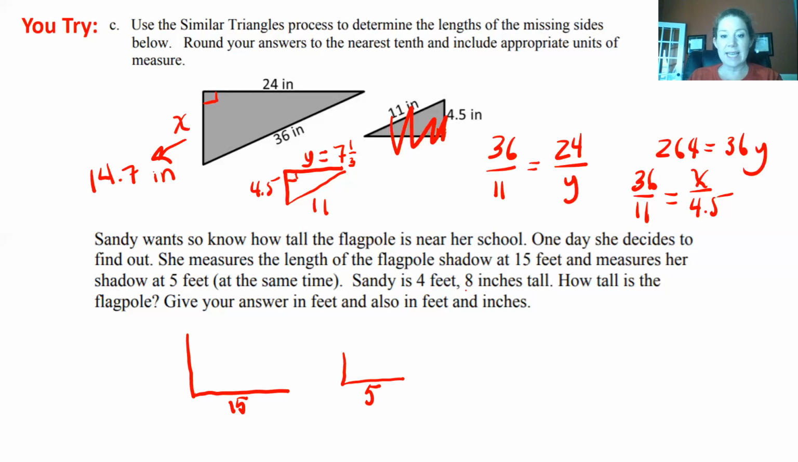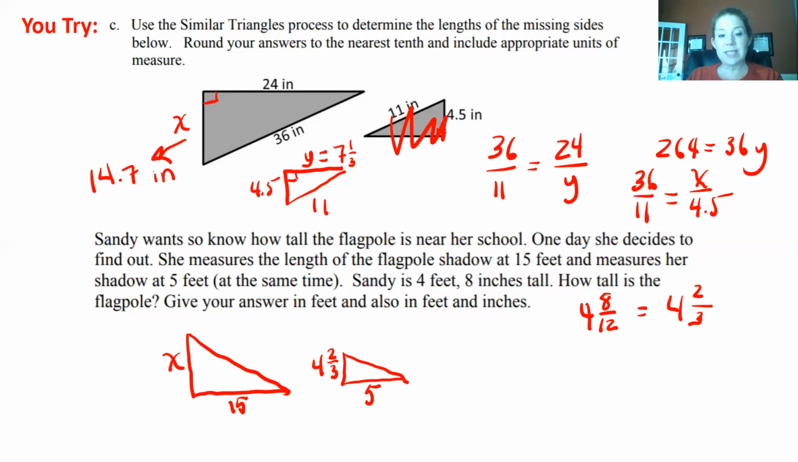Sandy is 4 feet 8 inches tall. So that's not 4.8. Since there's 12 inches in a foot, it's 8/12. So 4 and 8/12. Well, we can divide 8 and 12 both by 4. So 8 divided by 4 is 2, and 12 divided by 4 is 3. Well, now that's a non-terminating decimal. So she's 4 2/3 feet tall, right? And we don't know how tall the flagpole is.